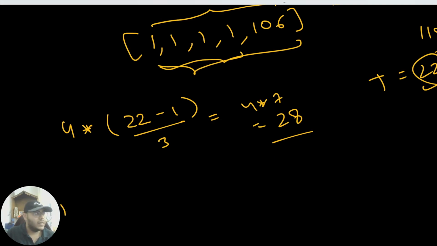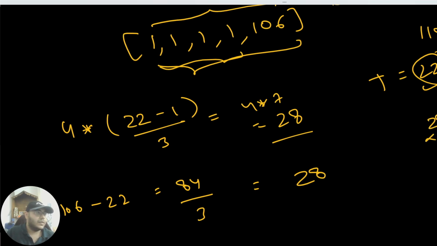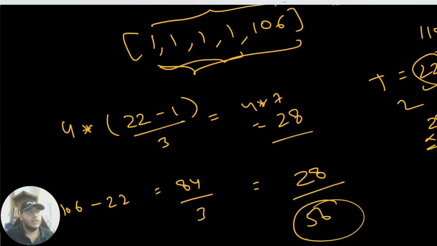Then we also have 106. 106 minus 22 will give you 84, since we have only 106. Then 84 divided by 3 will give you what? 3 8s are 24, 28. Is it correct? Yes, 28 only. So we have 28 operations from 106. So total operations we have what? We have 56 operations which we need to do, right?